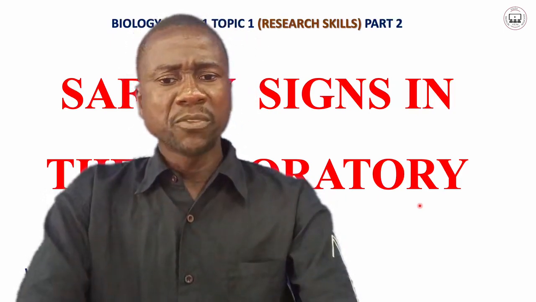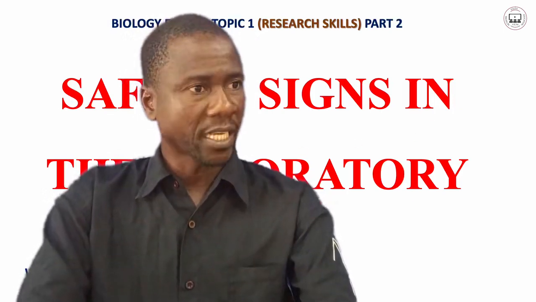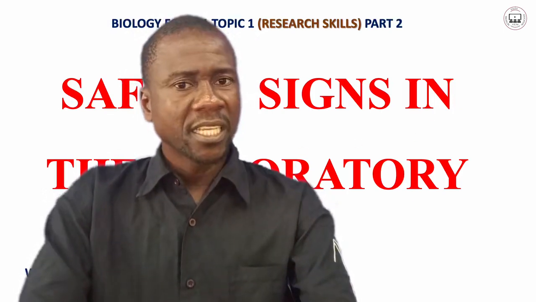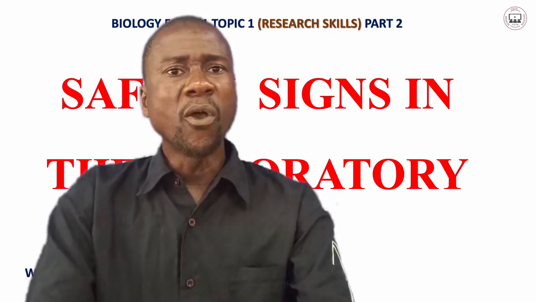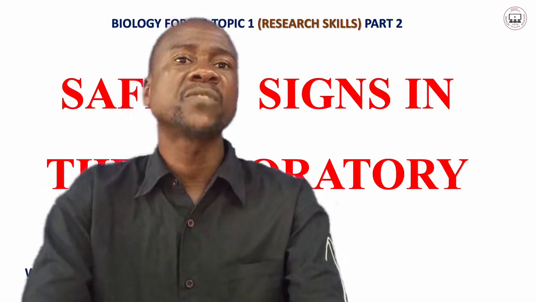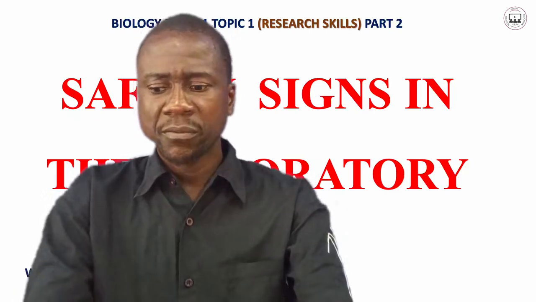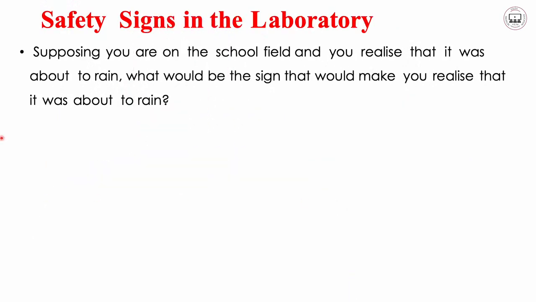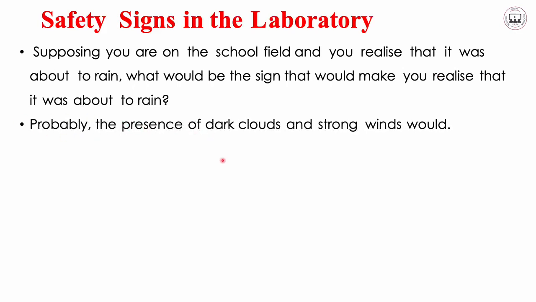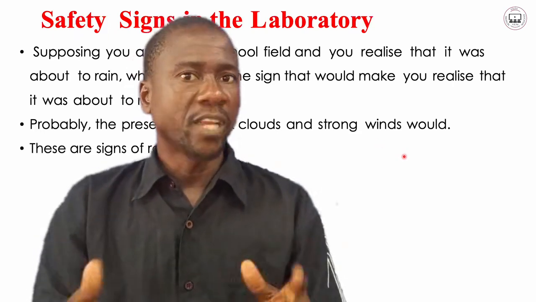Now, before we come to the safety signs that we might see in the laboratory, we as students, learners, or in our everyday life, have seen different kinds of signs. And those signs communicate a lot of things to us. For example, suppose you are on the school field and you realize that it is about to rain. What would be the sign that would make you realize that it is about to rain? Probably the presence of dark clouds and strong winds would tell you. So these are signs of rainfall.